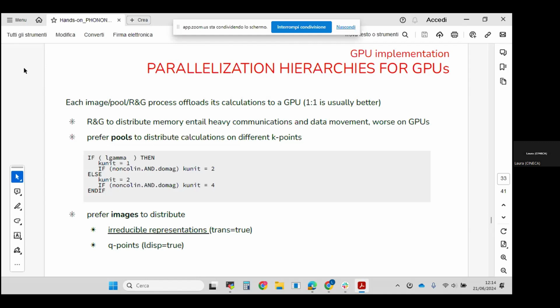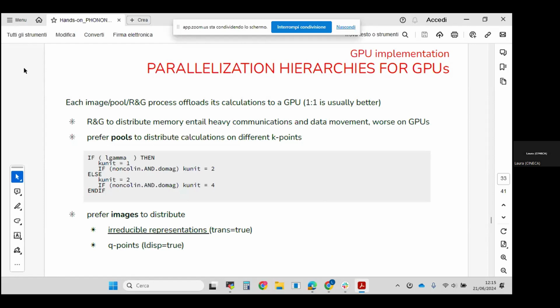It is important to keep in mind that you can exploit, according to the program, the different parallelization levels that are available in Quantum Espresso. The default one, however, RNG, is very efficient on the CPU, but on the GPU, it entails many communications, and these are very costly for GPU computing. So unless you have some memory constraint, try avoiding the use of RNG, so the default one.